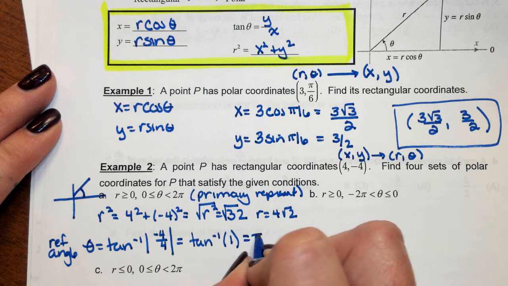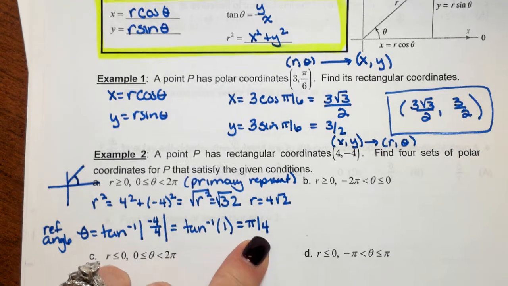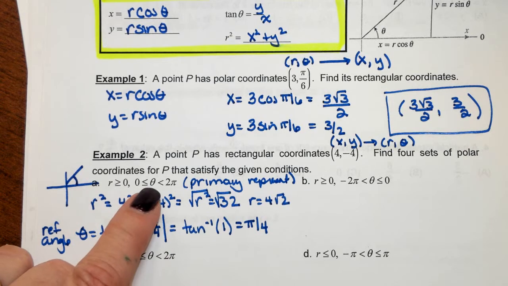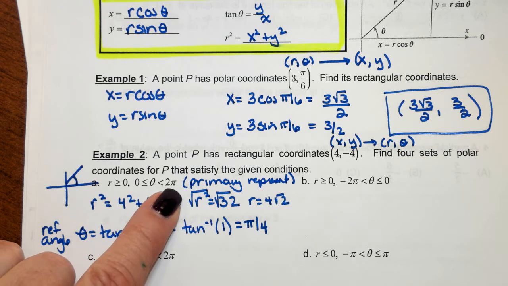Because of the different representations we can come up with, we are going to use pi over 4 as our reference angle, which may or may not be answering the theta value that we want in this particular description. So I want r to be greater than 0 and theta to be between 0 and 2 pi.